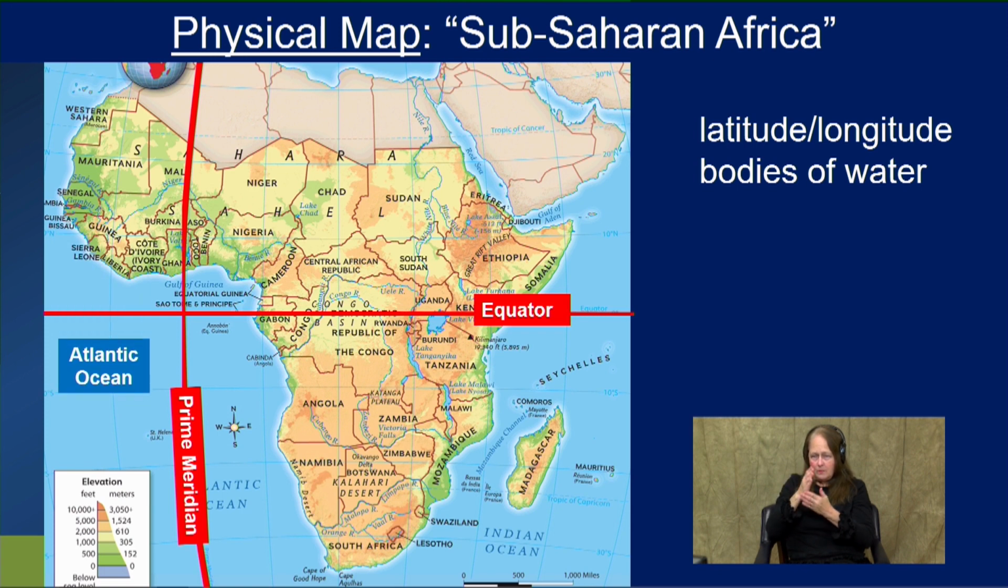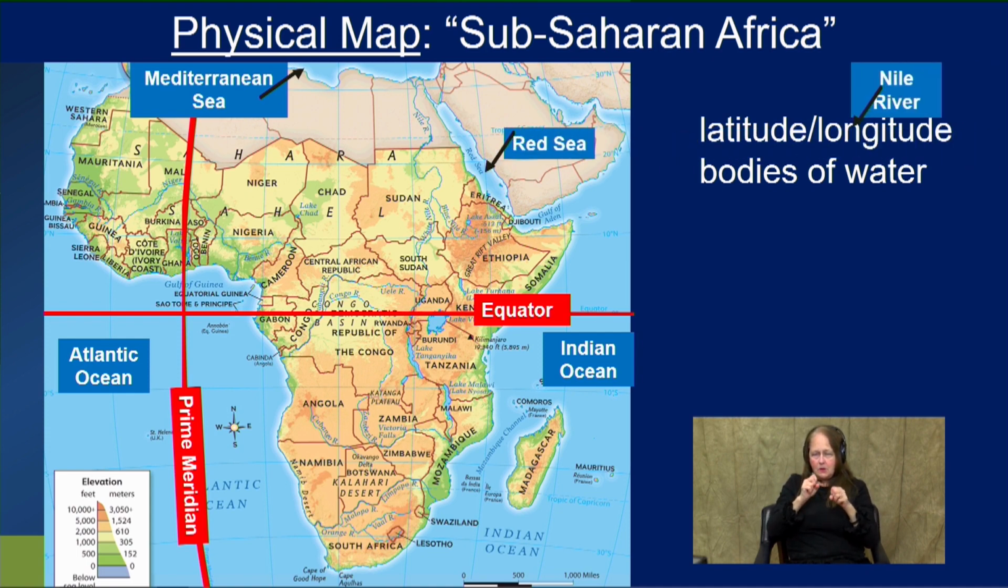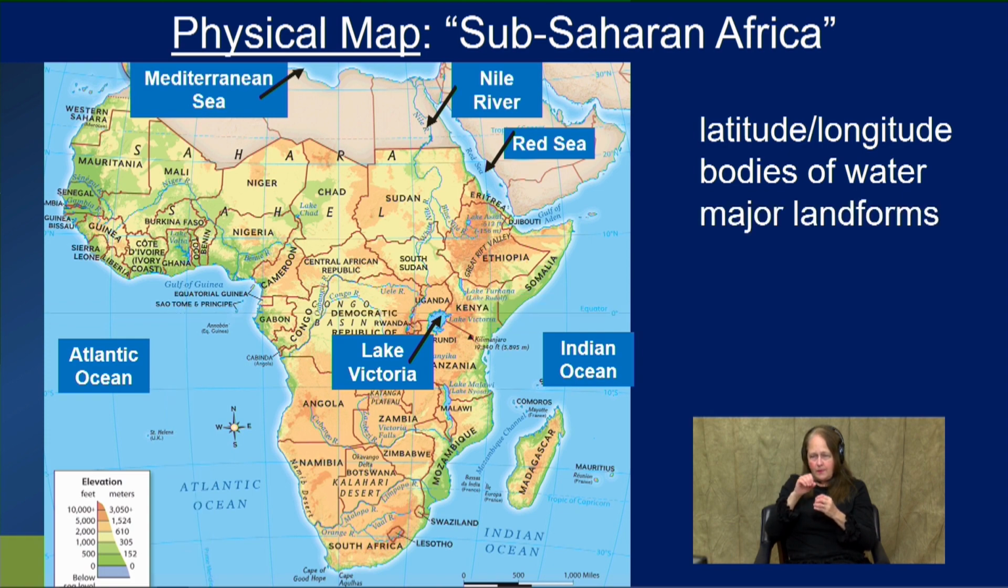There are some major bodies of water. Africa is bordered on the west by the Atlantic Ocean, and on the east by the Indian Ocean. To its north is the Mediterranean Sea. We also have the Red Sea to its northeast. The Nile River runs through many countries in Africa and empties into the Mediterranean there in Egypt. And also Lake Victoria is found in eastern Africa.